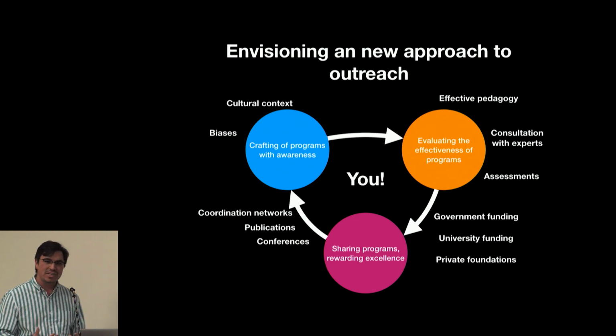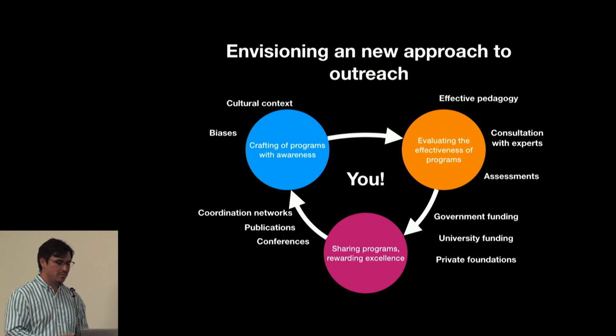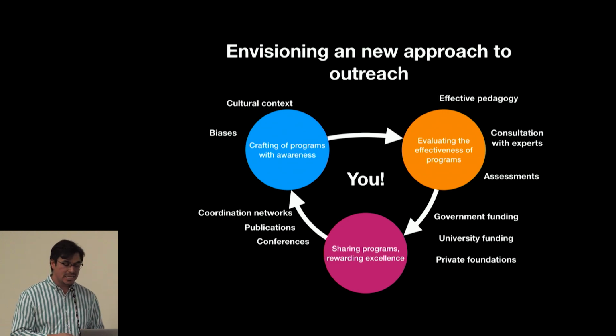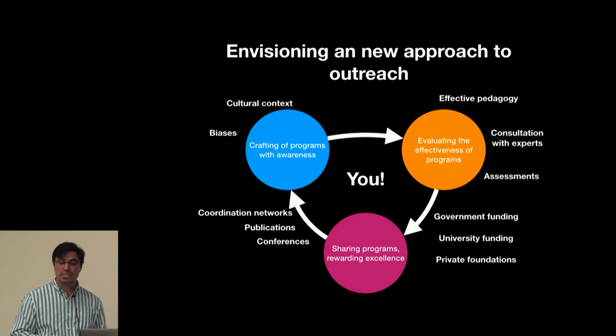Then when we have an effective outreach program, how do we make sure that people are not reinventing the wheel, that we can share these programs with the broader community, and that we can scale up these programs? So the development of coordination networks, publishing results in outreach, and the inclusion of outreach as an important part of research conferences is something that we'll also be thinking about.